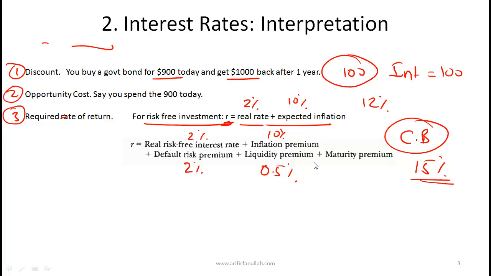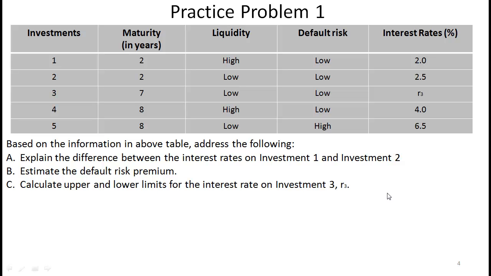So clearly when you are investing for a longer time or in a longer term instrument, there is a somewhat higher risk, and that higher risk because of the longer maturity is called the maturity premium. Let's say that the maturity premium is 0.5. So on this corporate bond, your required rate of return will be the sum of all those numbers, which is 15%. Now to see whether you really understood this or not, we'll do practice problem 1 from the curriculum.